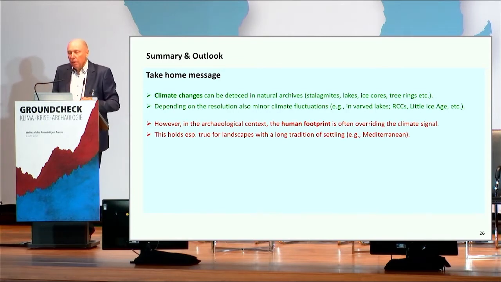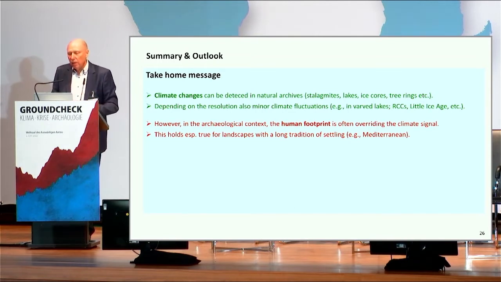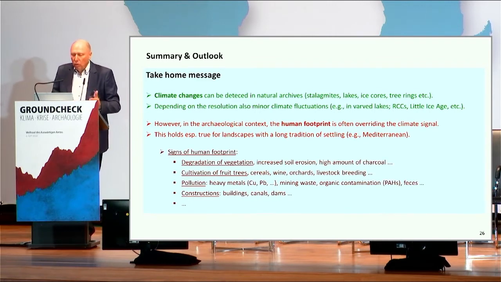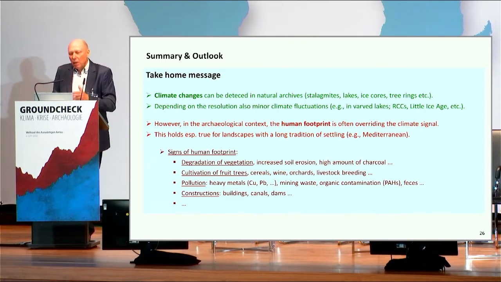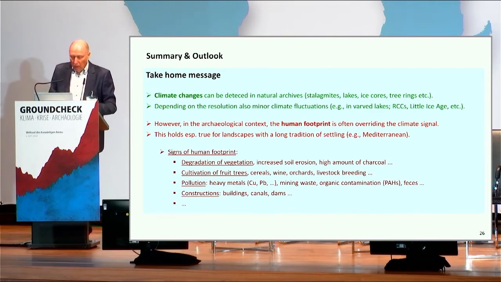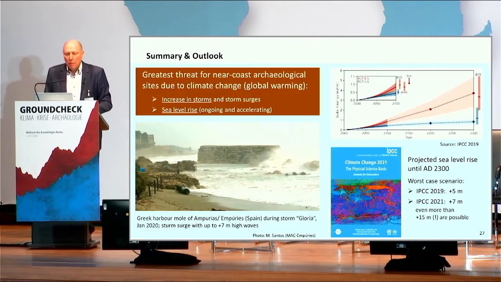And this holds especially true for civilizations which are very old or which have a long history of settling, like in the Mediterranean. The human footprint, of course, we know from deforestation, from cultivation of fruit trees, from all kinds of things, and also fire ecology, as I just said. And I think especially important was Neolithization, the introduction of the iron plow and the herding of goats, because goats are devastating for the forest.